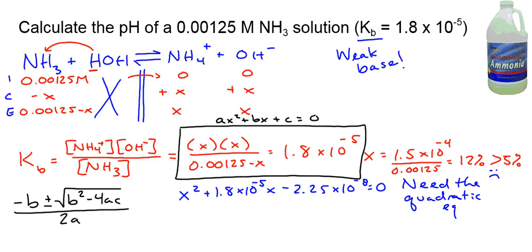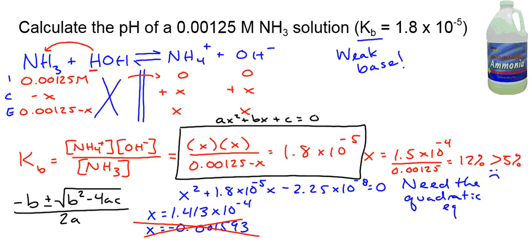If I plug that into the quadratic equation, I get two answers. You always get two answers, and usually one makes sense and the other one does not. So here are my two answers. One is 1.413 times 10 to the negative fourth, and the other is negative 0.001593. So this one clearly cannot be the right answer because I can't have a negative amount that is created.